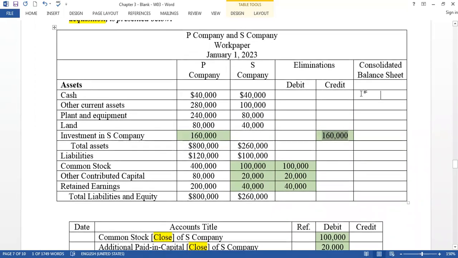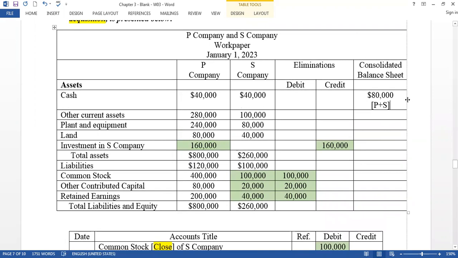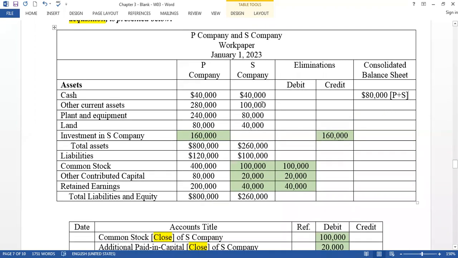Now after closing this, so what is the asset? So this asset is now, you can see that it is $80,000, and this is P plus S. Right? This is P plus S. That means parents company's asset and subsidiary company's cash. Then here this is $380,000. Then it is $320,000. This is $120,000. This is now zero. We have total asset $900,000.